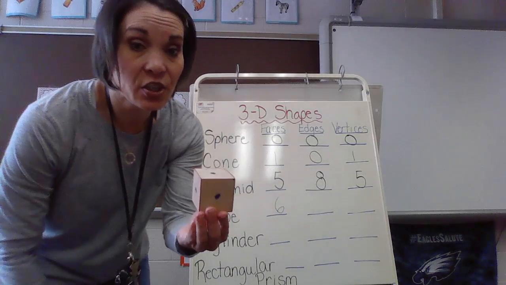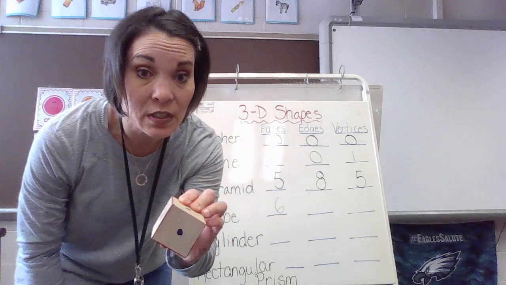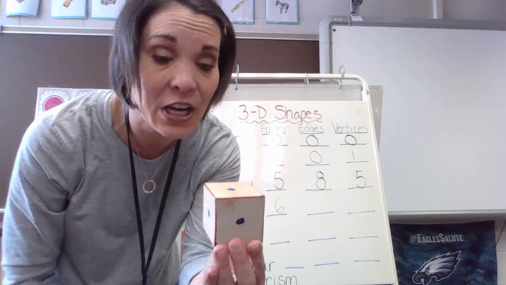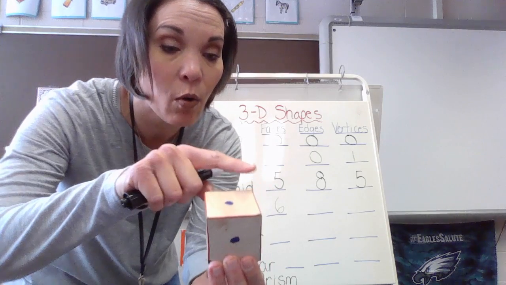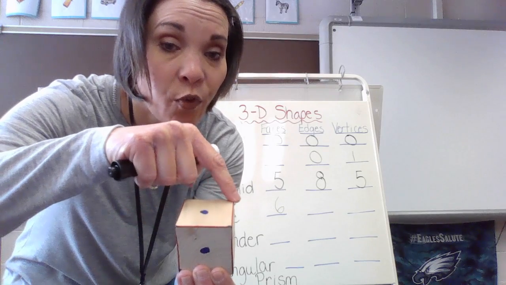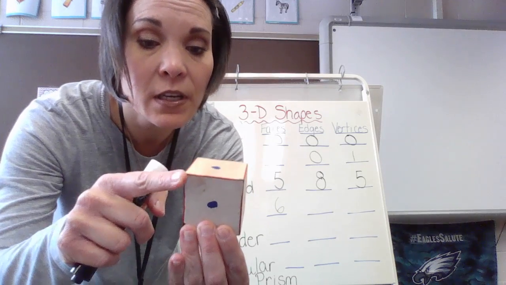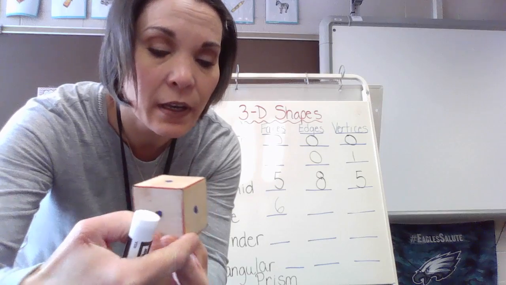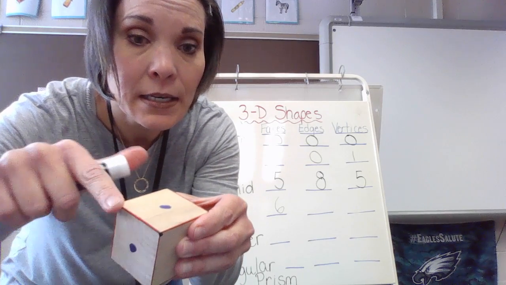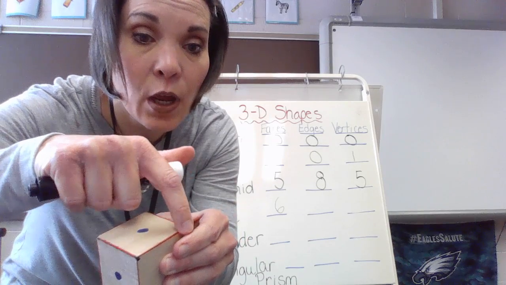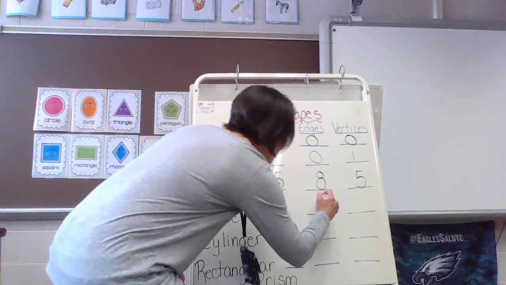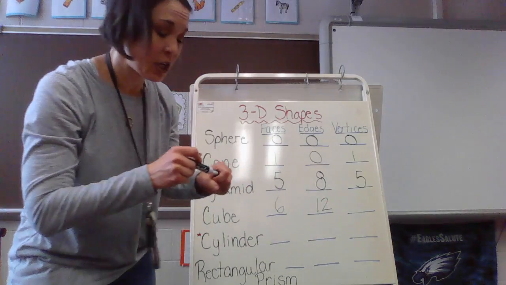Let's count the edges. There's going to be plenty of those. Take a look at all those red marks that I have. You have to take your time. So here we go. 1, 2, 3, 4, 5, 6, 7, 8. Flip it. 9, 10, 11, 12. There are going to be 12 edges on that cube.